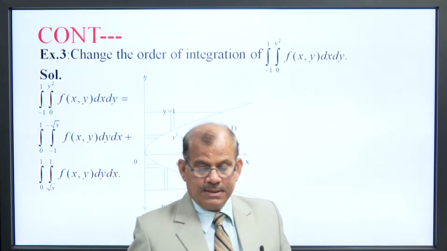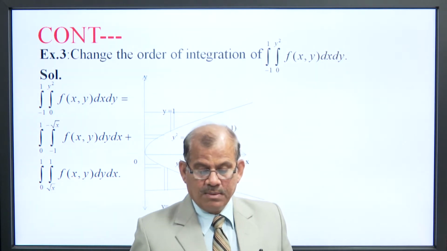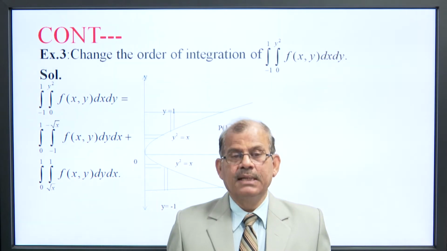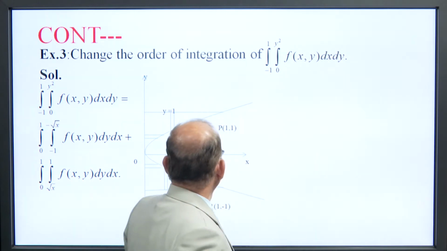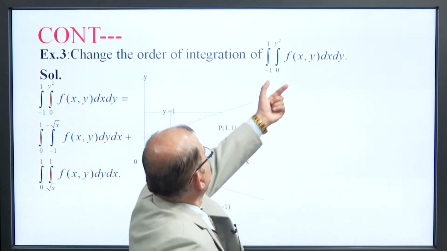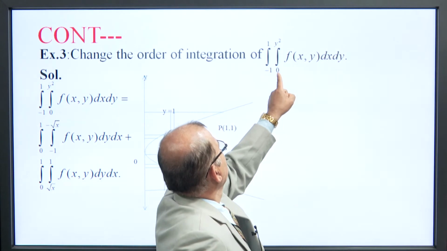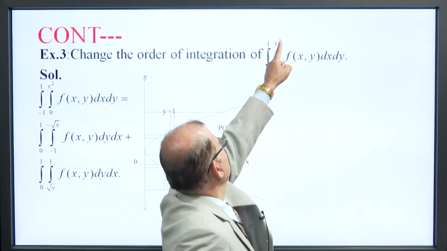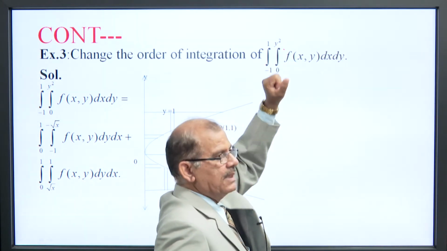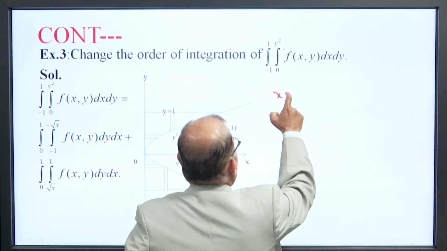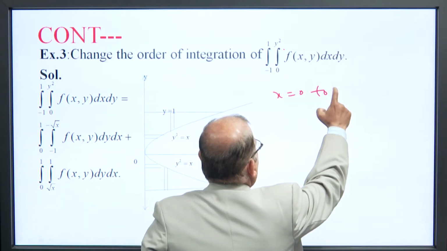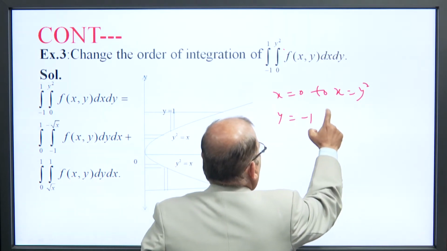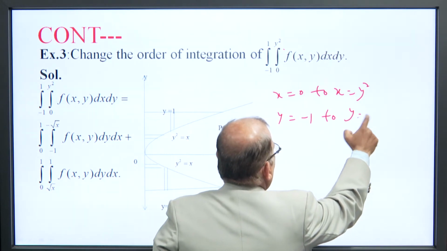Change the order of integration of the integral over -1 to 1 and 0 to y square of f(x, y) dx dy. Here the limit varies as 0 to y square, meaning it is the variable limit of x, so x varies from 0 to x equals y square, and y varies from -1 to y equals 1.